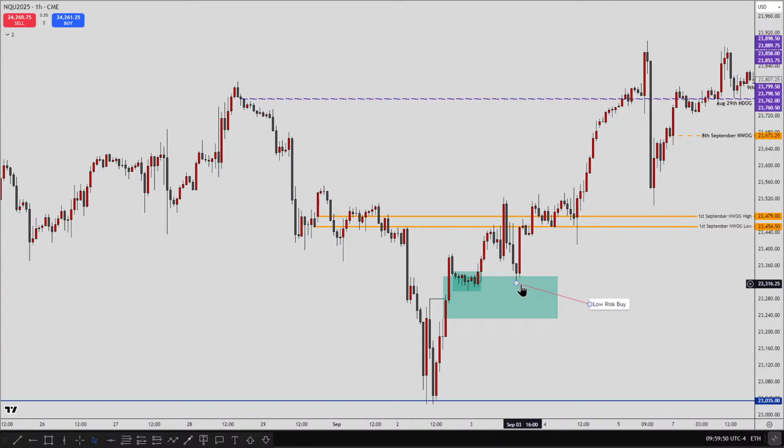That would be a silver bullet entry. Technically that could be. I should have done this in the actual mentorship.